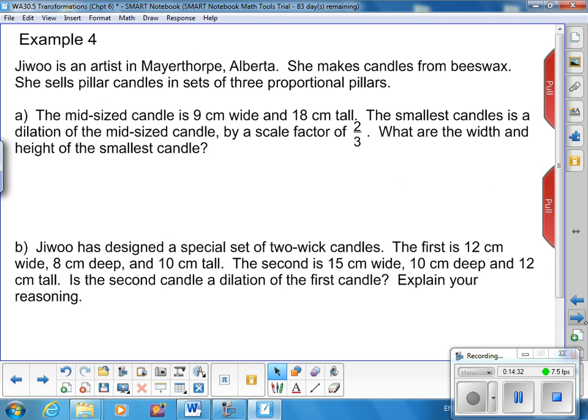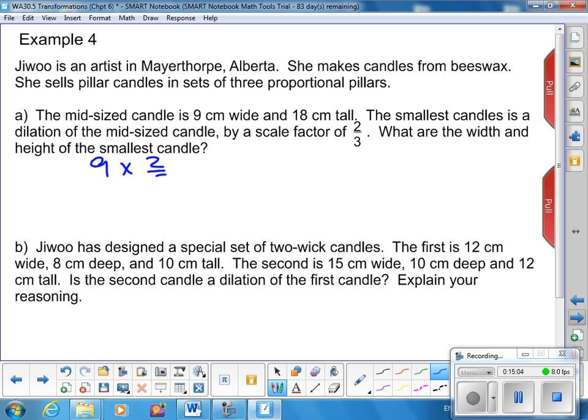We're going to move on to a few examples of scale factor or dilation. Jiwoo is an artist who makes candles, and she wants to make 3 proportional pillars. The medium-sized candle is 9 centimeters wide and 18 centimeters tall. The smallest candle is a dilation of the mid-size by a scale factor of 2/3. So how big, wide and high, is the smallest candle?